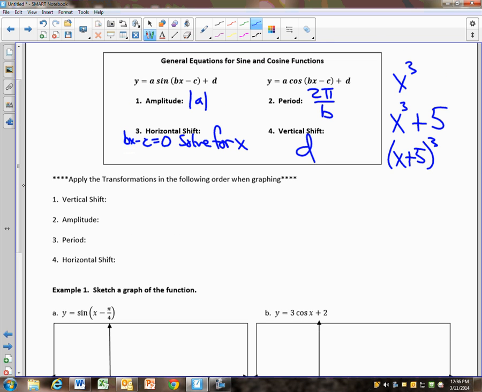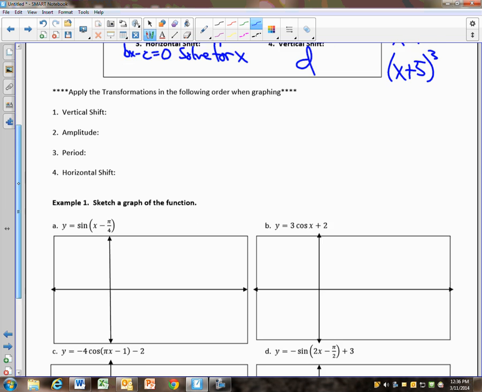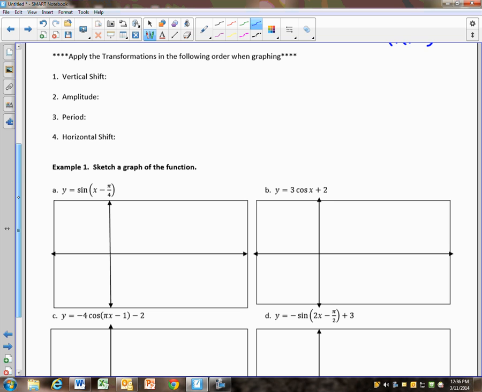Now, don't start with the amplitude. Start with the vertical shift. Then do the amplitude, period, and horizontal shift. So I write them right here. Vertical shift, amplitude, period, horizontal shift. That's the order. That's the way that students seem to have the most success. That's how I will teach you. If you come up with a different way, good for you.